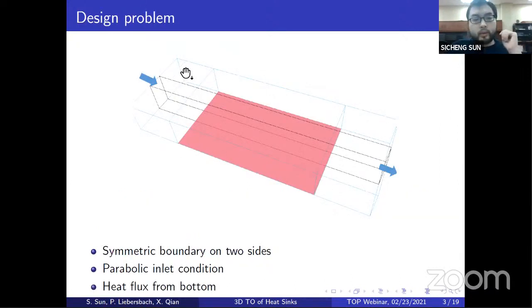The design problem we studied is like this. We put a heat sink in this box. We have an alternate extension in it. In order to save computational time, we just simulate one cut of this four heat sink with a symmetric boundary condition on the two sides.